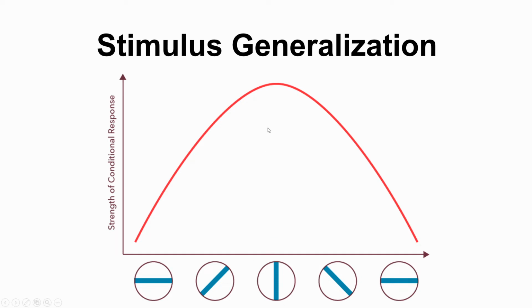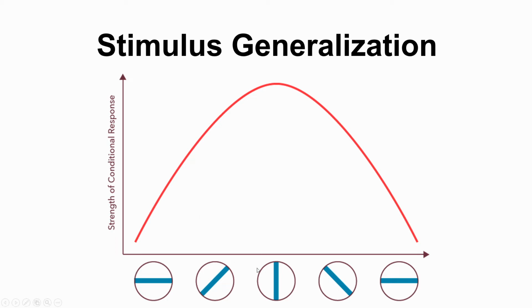And so when we read this, we see that we have the largest response, or the most intense conditional response, to this vertical line. That tells us that that vertical line is probably our original conditional stimulus. That would have been the stimulus that the animal was trained to produce a given response to. So if it was a dog salivating, that's where they were trained to salivate.